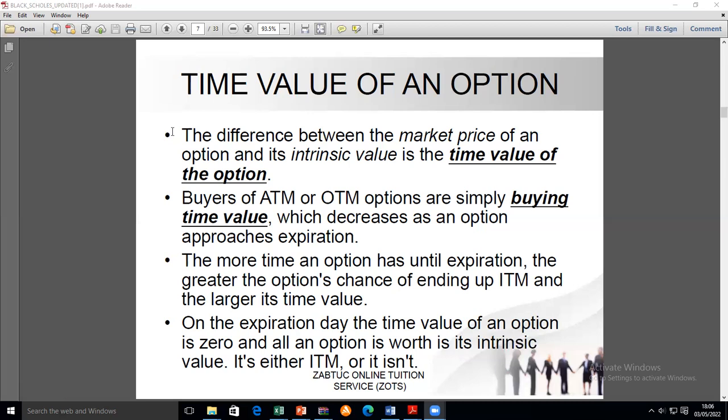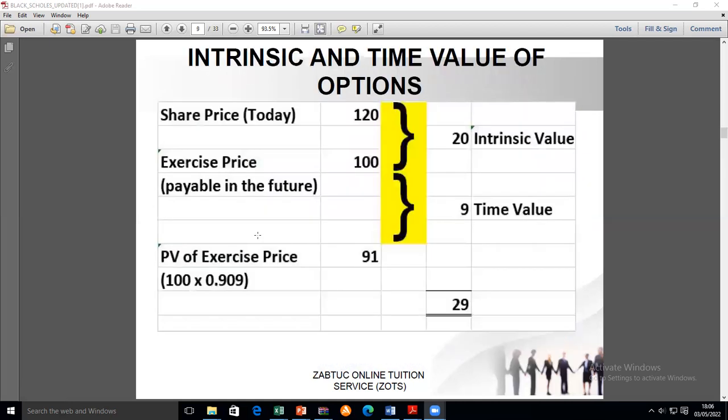So the time value of the option arises because there's still some time before it is exercised. Now you may say, no, that hasn't gone very well with us. Let's take this example. In this example, I want to illustrate to you the time value. Here we go.